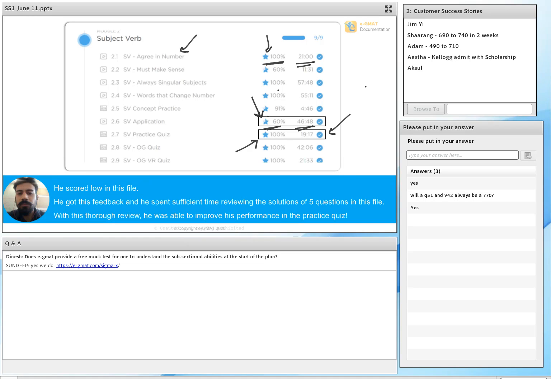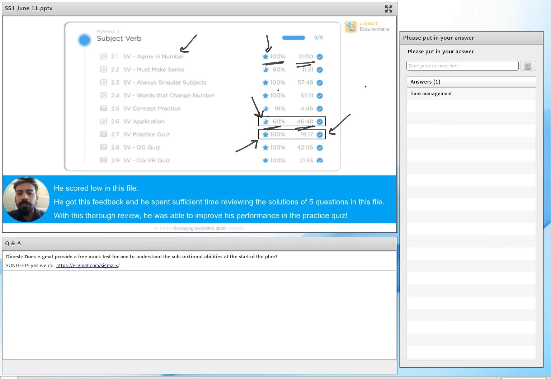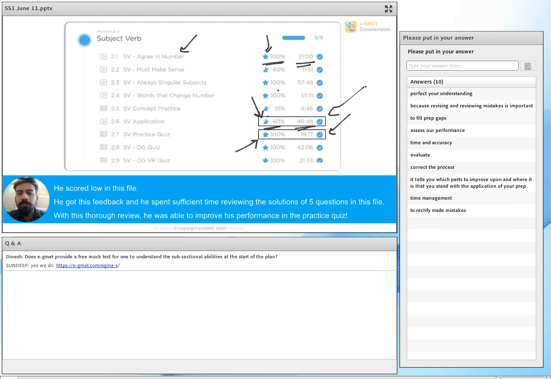Now, why is this feedback important? Can anyone tell me? Why do you think that feedback's important? No, it's not about time management. To rectify the mistakes that you've made. The sentence structures in the context of SC that you faltered on over here, if you don't revise those, you're not going to get 100% here. Okay, and which is why this validation is really important.